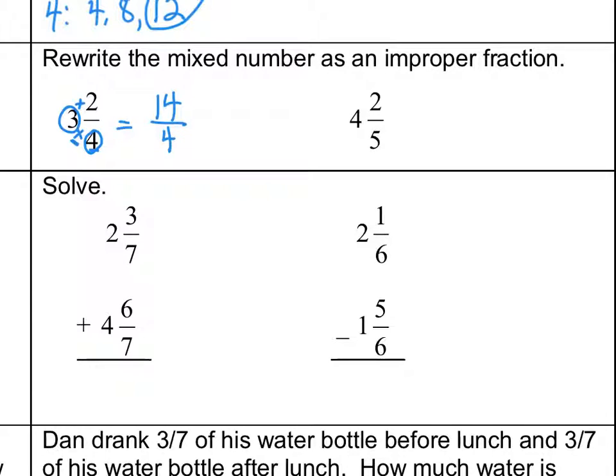So we took this mixed number, we changed it into an improper fraction. All right, now start down here. Remember, 5 times 4 equals 20 plus 2, 22, and the denominator stays the same, 22/5.